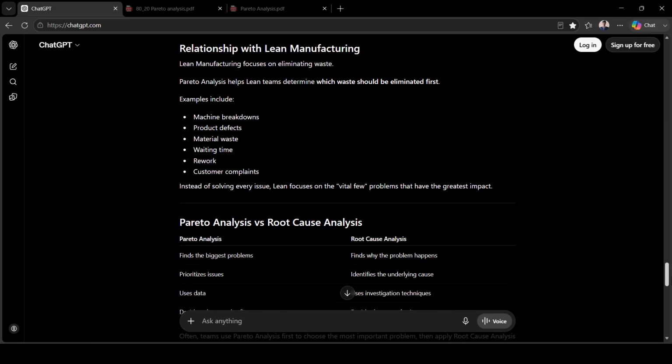Relationship with lean manufacturing. Lean manufacturing focuses on eliminating waste. Pareto analysis helps lean teams determine which waste should be eliminated first. Example: machine breakdown, product defects, material waste, waiting time, rework, customer complaint. So instead of solving every issue, lean focuses on the vital few problems that have the greatest impact.